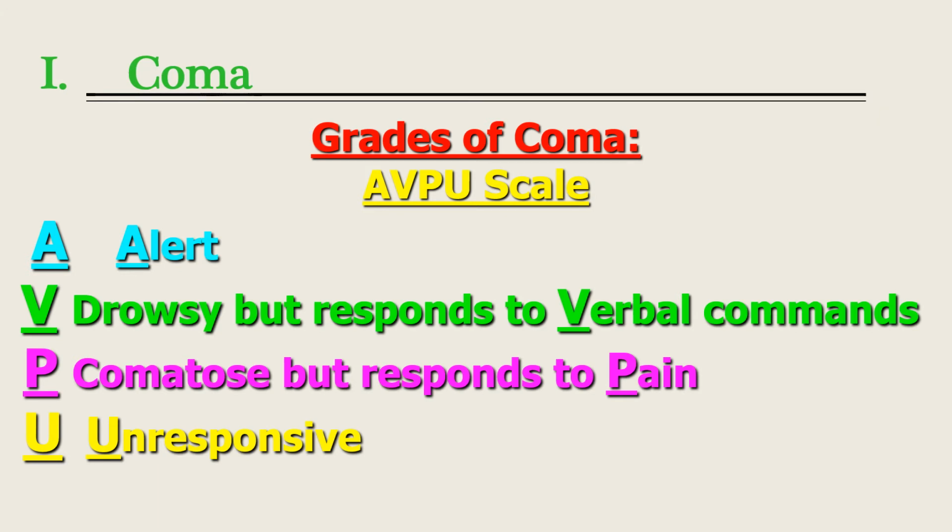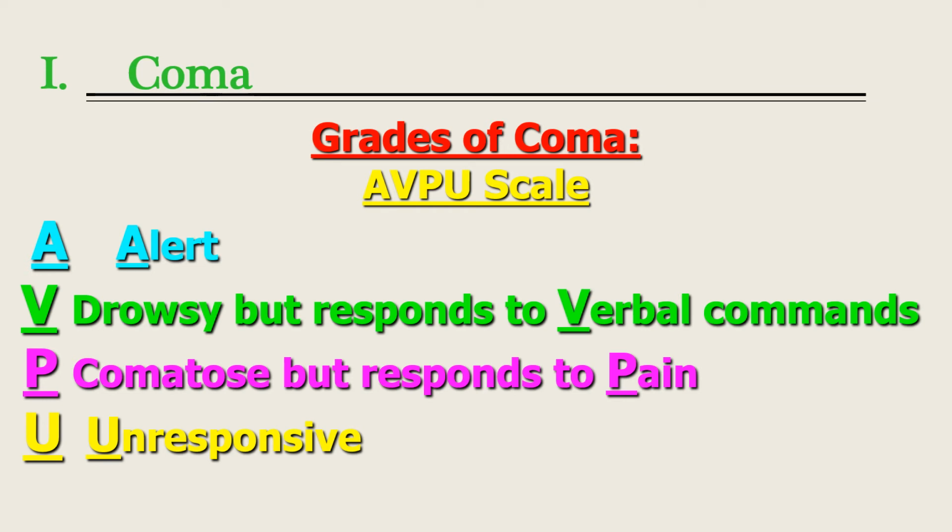A for alert. The patient is alert, a conscious patient. And we diagnose someone as alert if he can respond to place, time, and people. So if you ask the patient who you are, he knows that you are the doctor. If you ask the patient where he is, he knows that he is in the hospital. If you ask the patient what day it is today, he knows that it is Saturday and that it is the morning, not the evening.